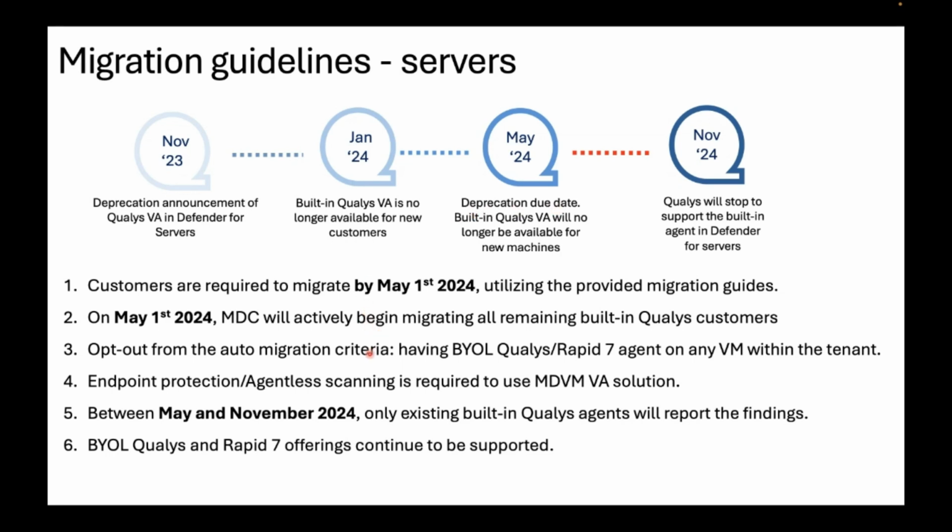You have a chance to opt out of that auto migration, and that is if you are using one of the two bring your own license vulnerability assessment solutions. We do offer an integration with bring your own license Qualys or bring your own license Rapid7. And if you have deployed one of these solutions anywhere in your tenant, we will not migrate your tenant to the new MDVM solution. So then you will have to either remain on the bring your own license capability, which is, by the way, only available for Azure VMs, but not for multi-cloud or on-prem servers. Or you can decide to manually migrate to MDVM according to your choice.